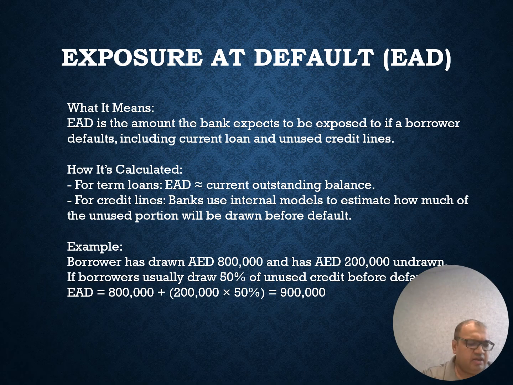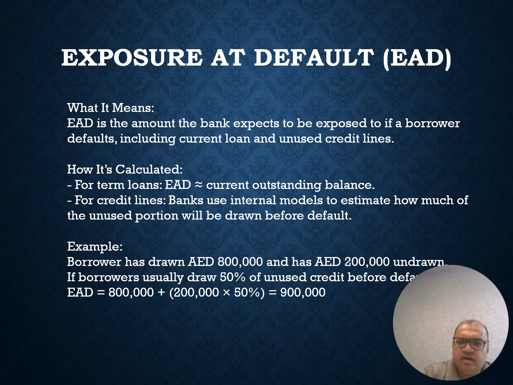Exposure at default, again, is the amount the bank expects to lose if a borrower defaults, including the current loan and the unused credit lines. As we mentioned, exposure at default is equal to the current bank outstanding. For credit lines, banks use internal models to determine it. An example: the bank has drawn 800K and has 200K undrawn. If a borrower usually draws 50% of the unused credit before default, you have 800K plus 200K times 50%, that's 900K. Let me explain this.